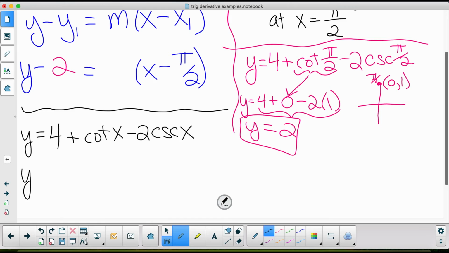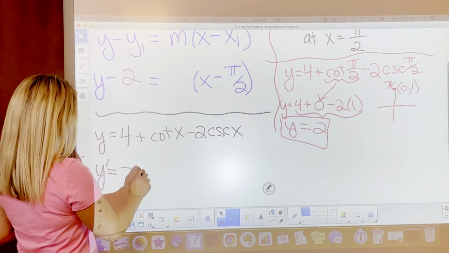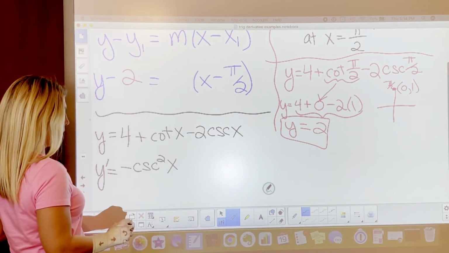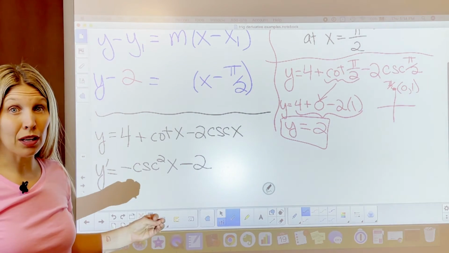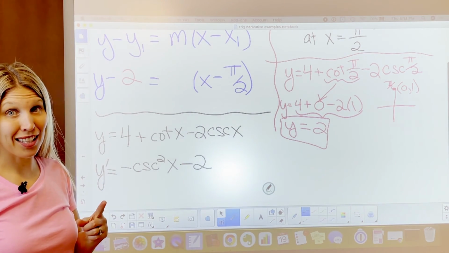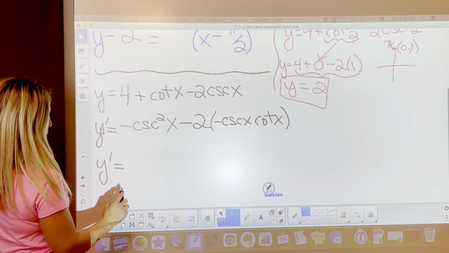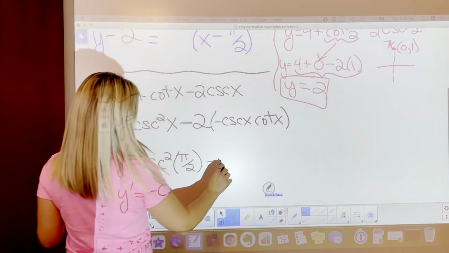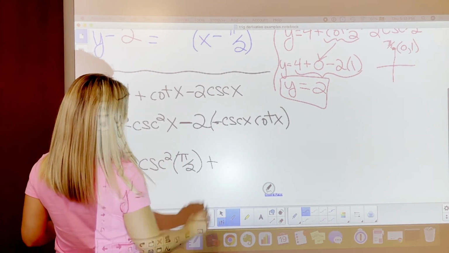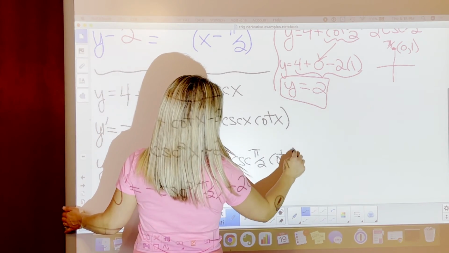Let's find the derivative. Y prime. Derivative of 4 is going to be 0. The derivative of cotangent, negative cosecant squared x minus 2. Now you have to multiply by the derivative of cosecant x. Do you remember what it is? It's negative cosecant x cotangent x. So y prime equals negative cosecant squared at pi over 2 minus, minus and a minus, that's going to be plus 2 cosecant of pi over 2 times cotangent of pi over 2.